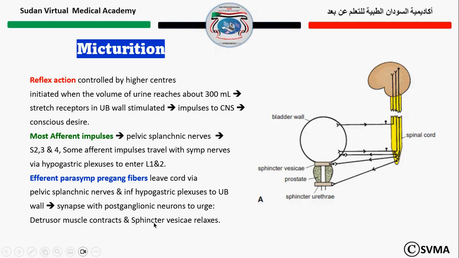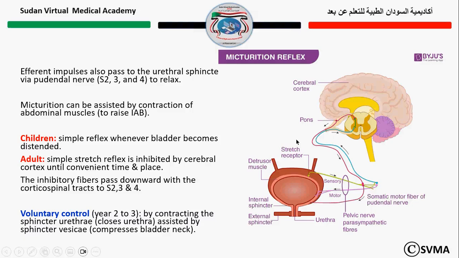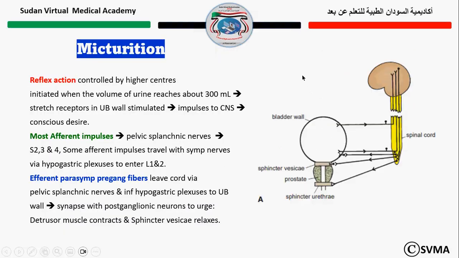This is parasympathetic stimulation. There is also a question about micturition. A contraction of the detrusor muscle and relaxation of the sphincter will lead to emptying of the urinary bladder. But this is also helped by increasing the intra-abdominal pressure. Intra-abdominal pressure is increased by contraction of the abdominal wall muscles.